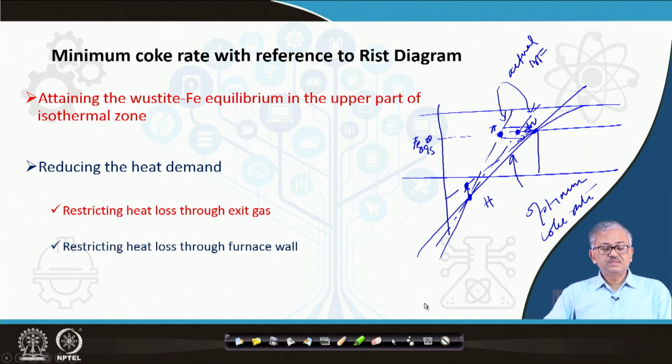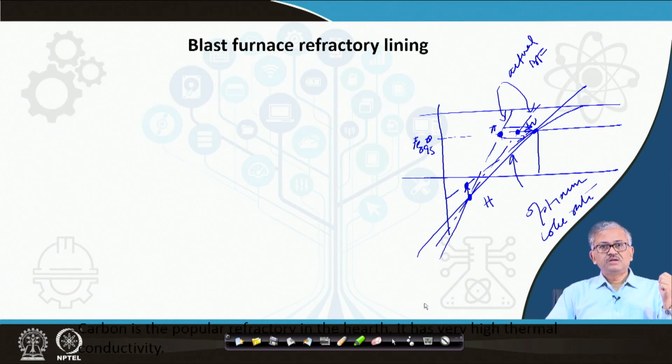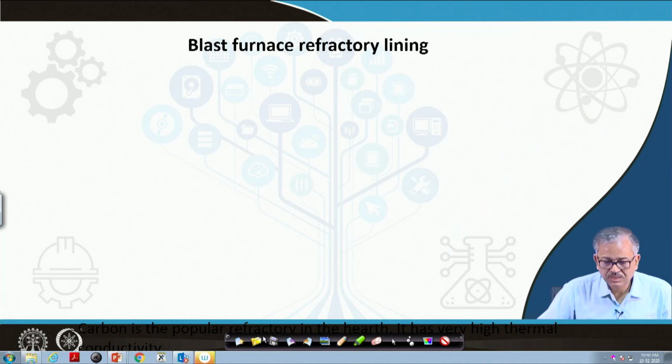Another point, restricting the heat loss to the furnace wall, is also very important. There is a furnace wall, and a lot of heat can go out, so you have to restrict that. For that you have to consider the refractory bricks. So I'll talk about the refractory bricks in the blast furnace.